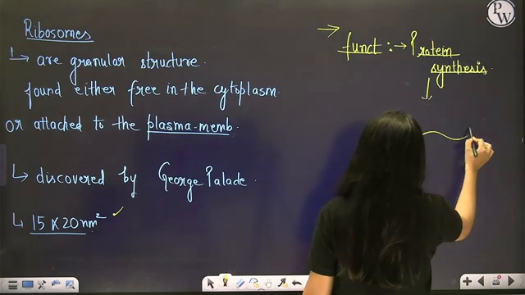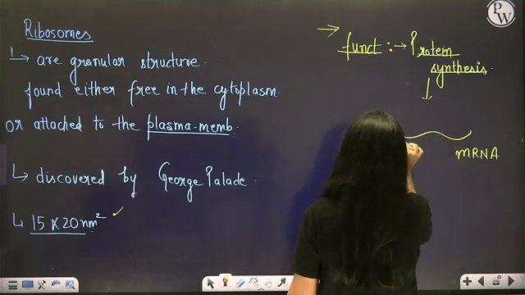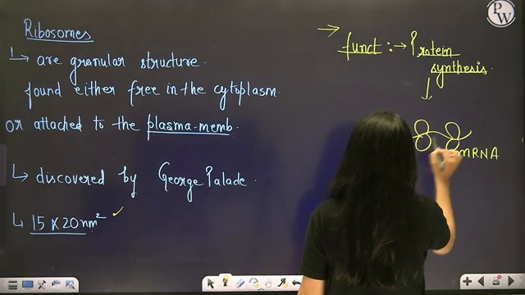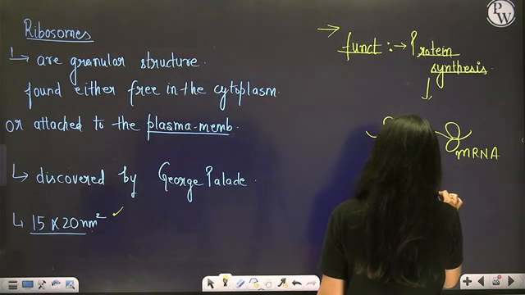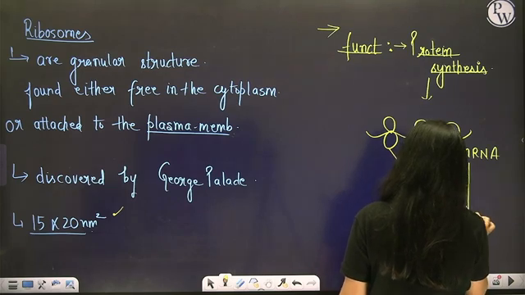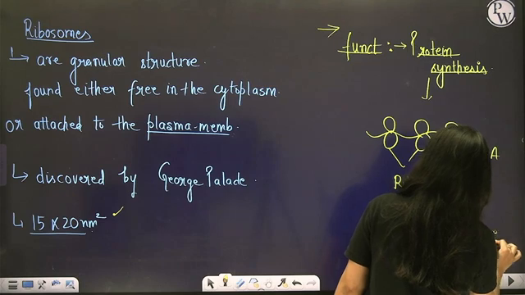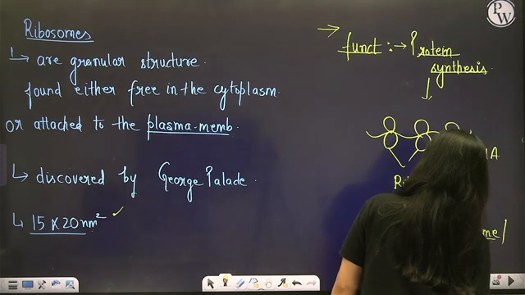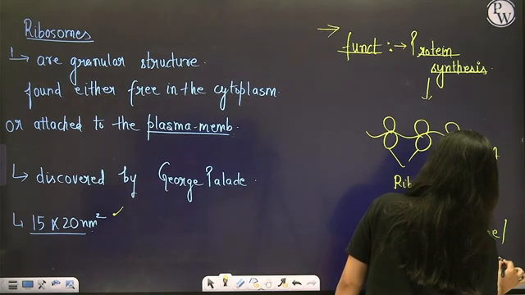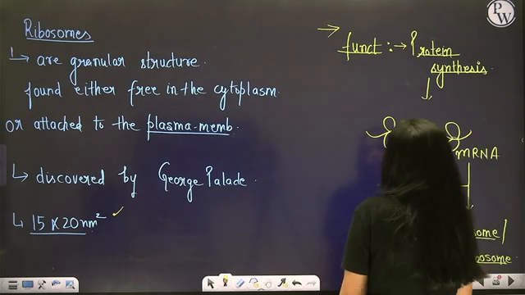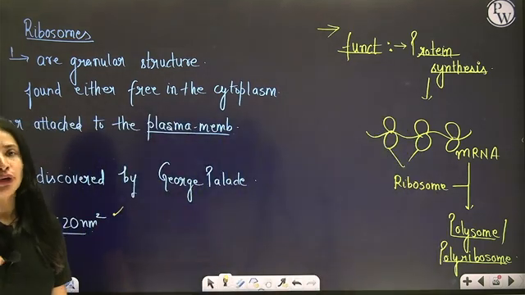So there's an mRNA chain on which a number of ribosomes attach. So these are the ribosomes. Now together they help in protein synthesis, and this structure is known as polysome. You can also call it polyribosome. Correct? This is very, very important. You should know this thing.